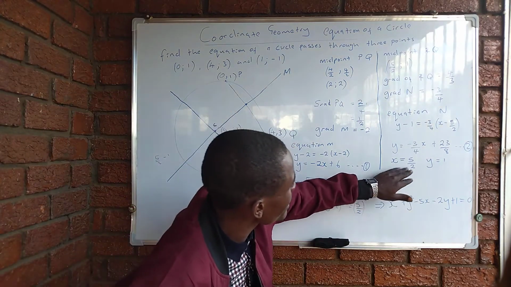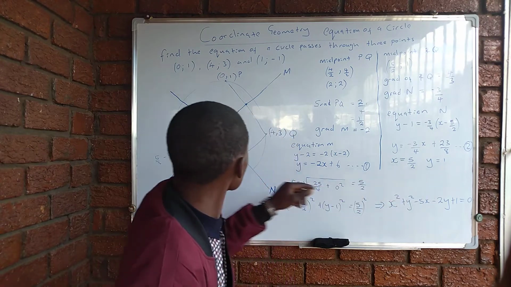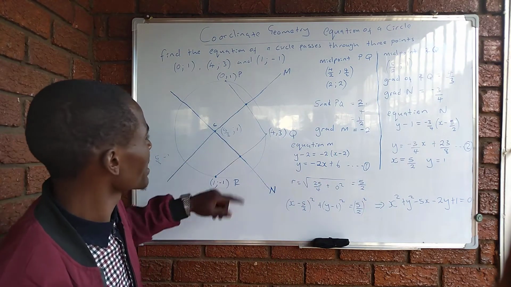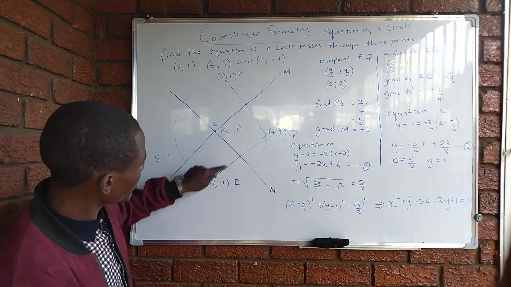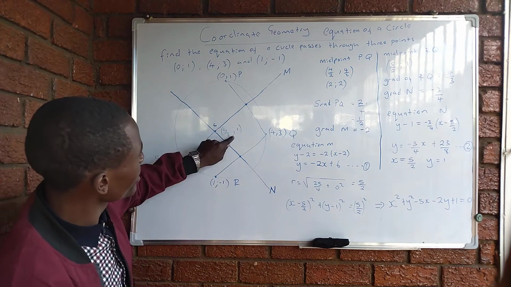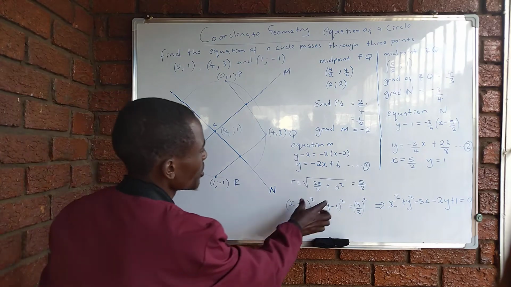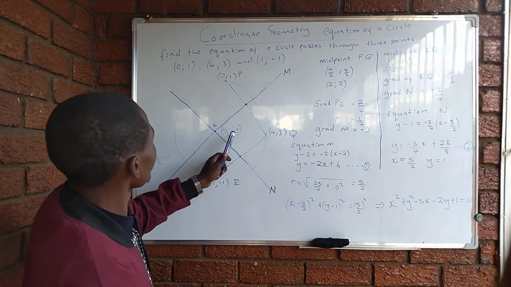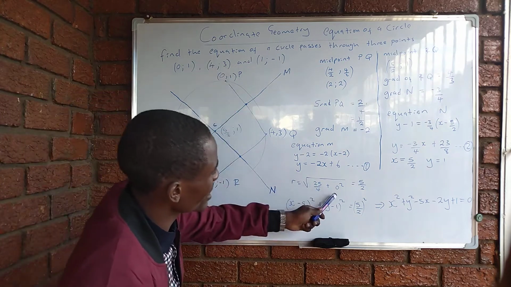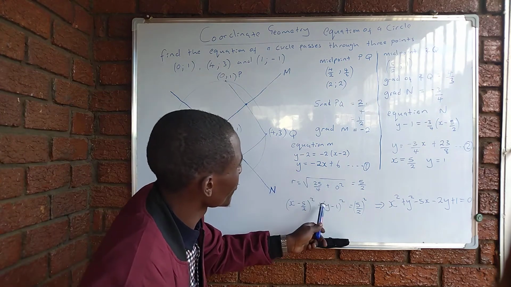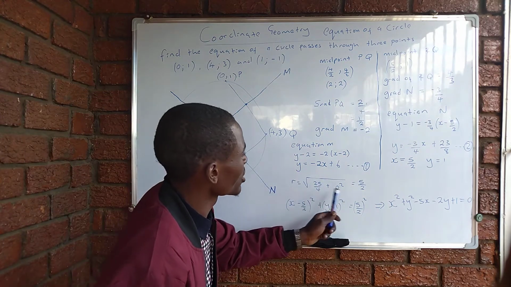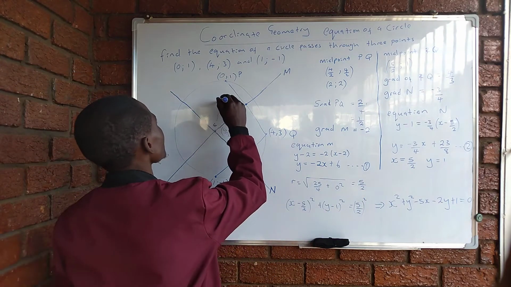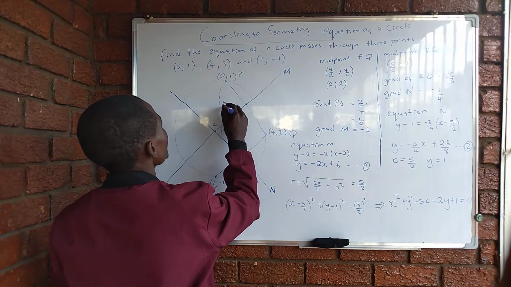So the center is (5/2, 1). Now that you have the center, you find the distance between the center and one point on the circle using the distance formula: (5/2 - 0) squared, which is 25/4, plus (1 - 1) squared, which is 0, equals 25/4. The square root of that is 5/2. So the radius is 5/2.